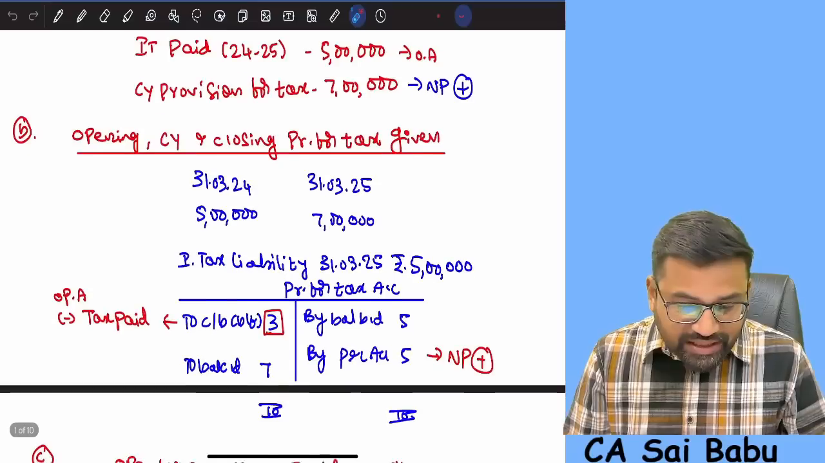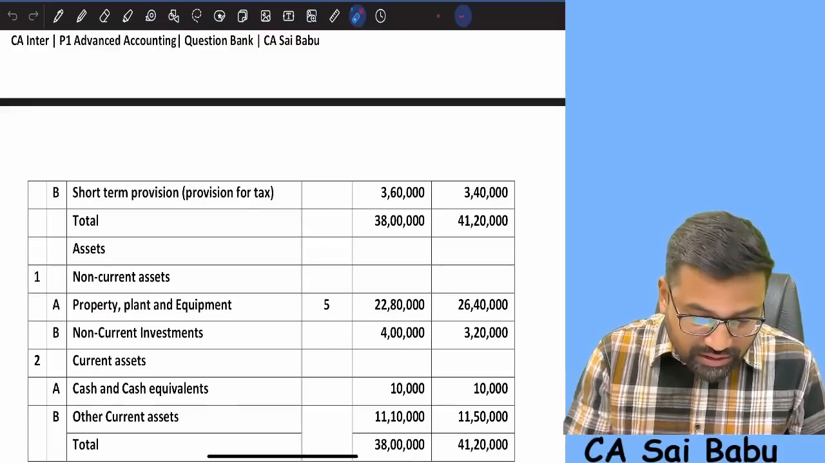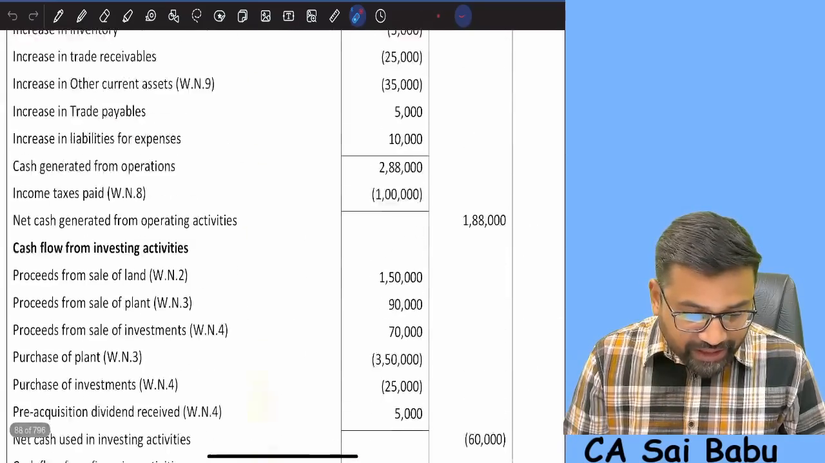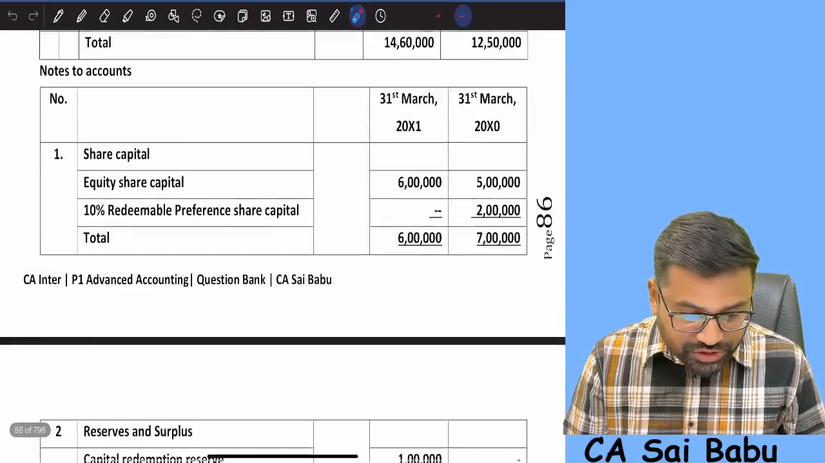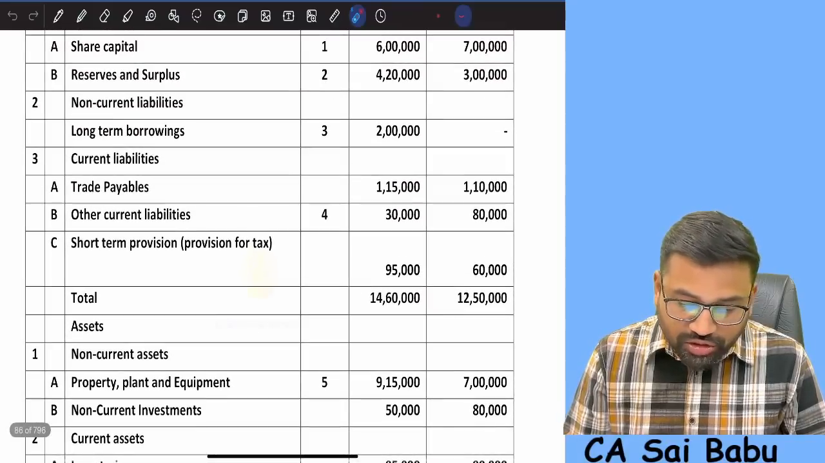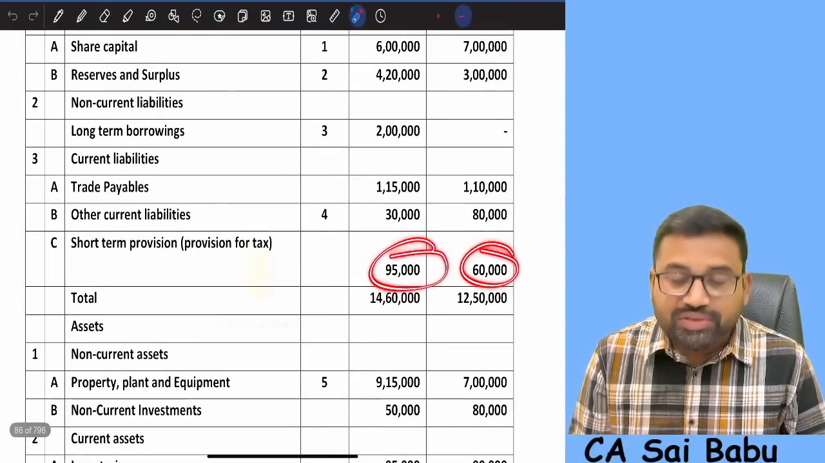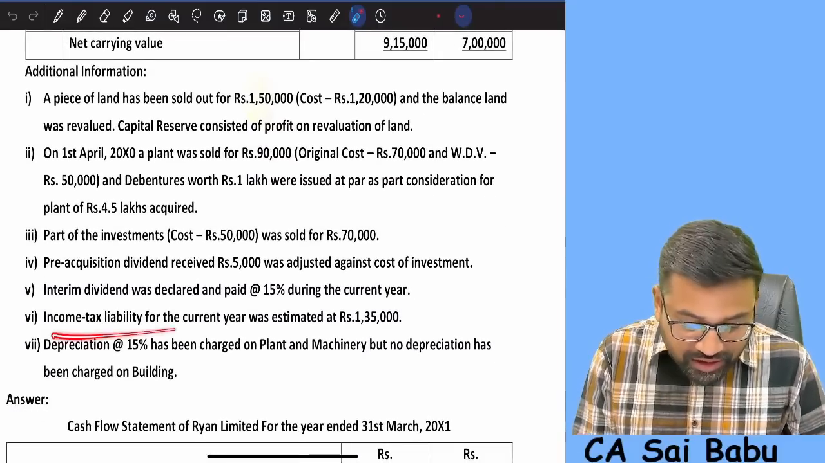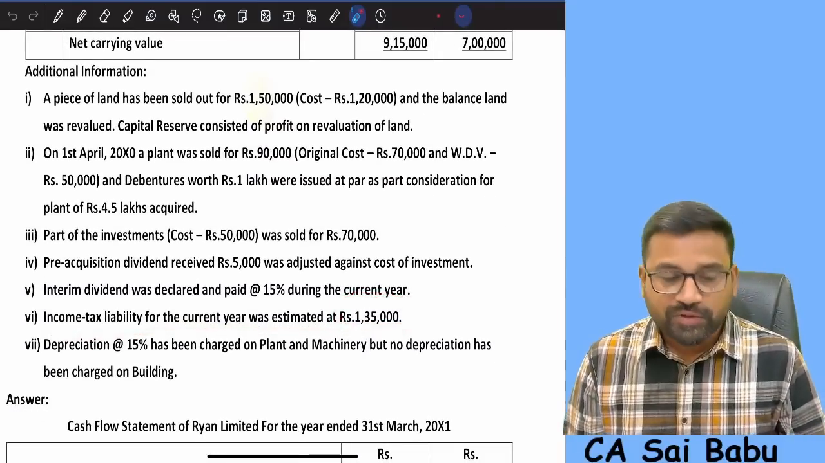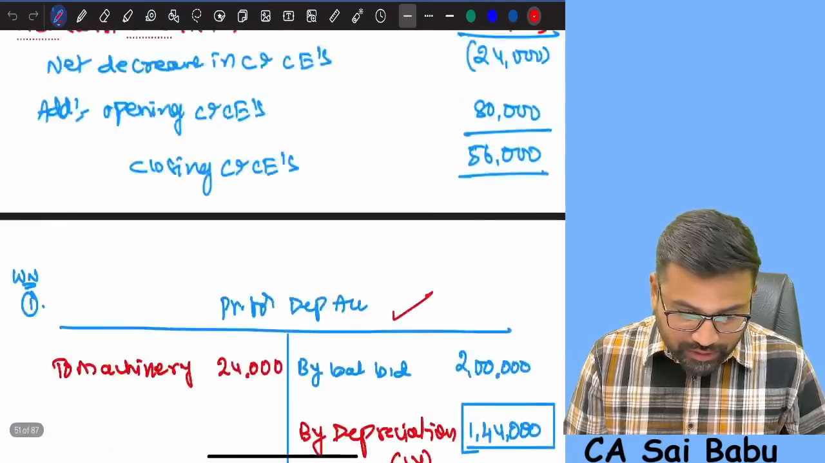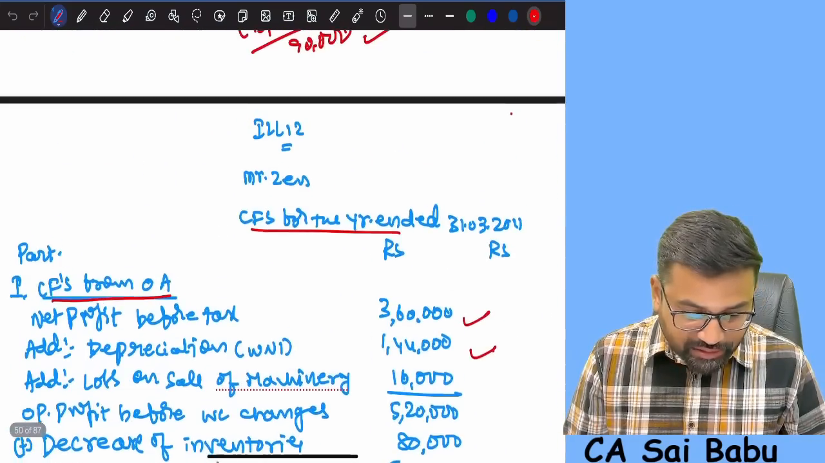See, exactly, sir. In this case, it is reflected in question number 18. If you look at question number 18, in the balance sheet, short-term provisions, you see opening provision 60, closing 95. In the additional information, they have given current year income tax liability 1,35,000. Now, in this case, what we need to do, I will show you how to arrive at tax paid.